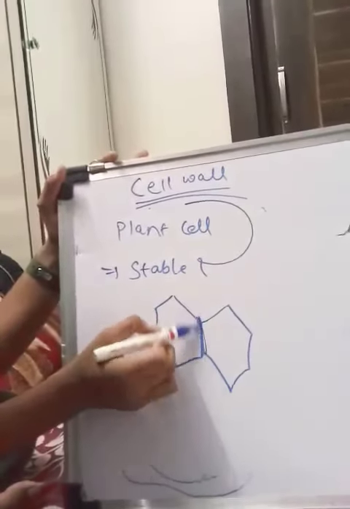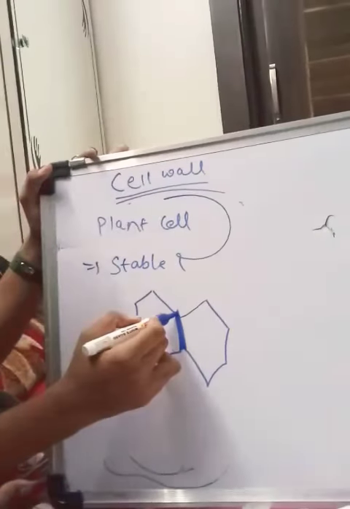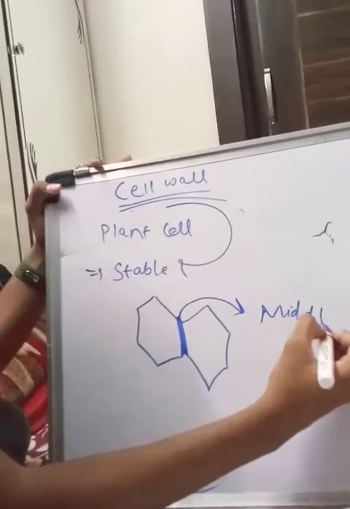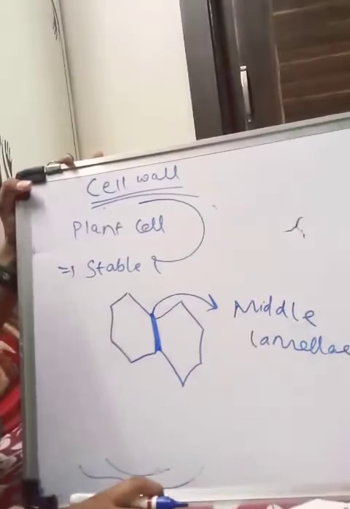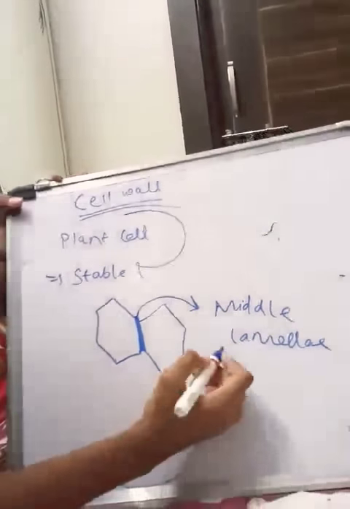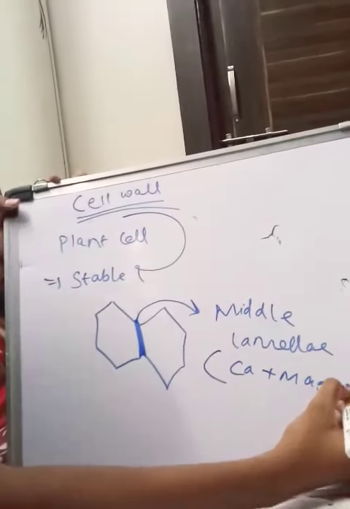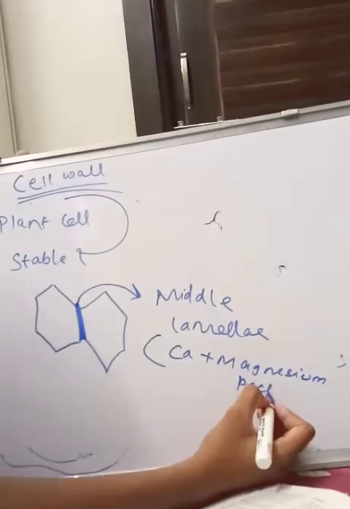The cell wall of two substances are joined by the middle lamella, which is calcium plus magnesium pectate.